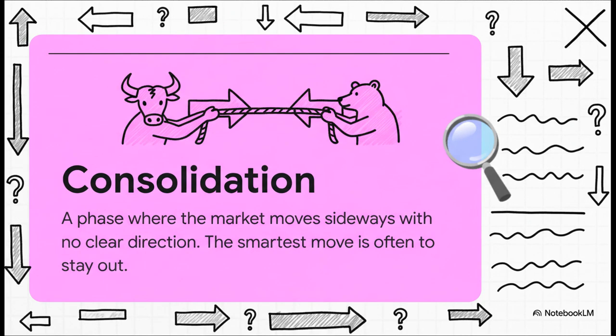And finally, there's consolidation. This is when the market just gets stuck in a range, moving sideways. It can't seem to make up its mind. It's basically a story of pure indecision, a tug of war between the buyers and the sellers. And honestly, during these phases, the smartest move is often to just do nothing at all.